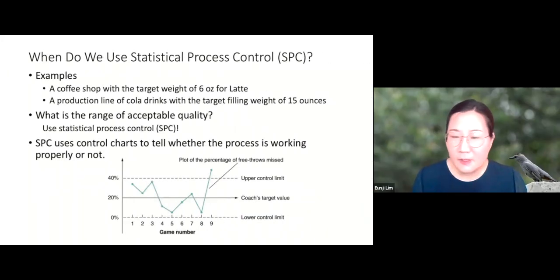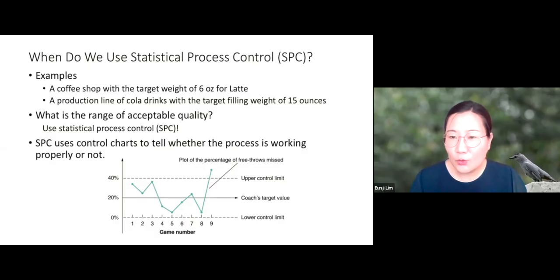The first question is, when do we use statistical process control? Let's start with an example. Let's say you're running a coffee shop, and one of the most popular menu items is latte. How do you make a latte? You need to use lots of milk. You warm up the milk and you pour it into espresso. The thing is that the taste of your latte depends on how much milk you're using. To make sure you have the right taste, you need to use enough milk.